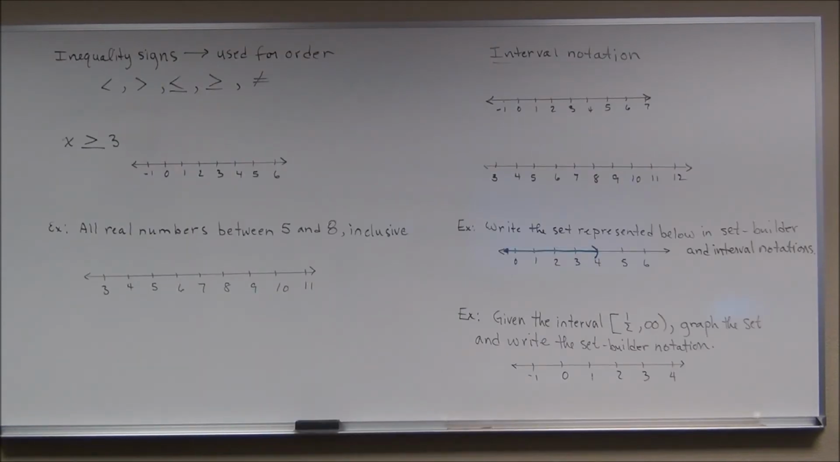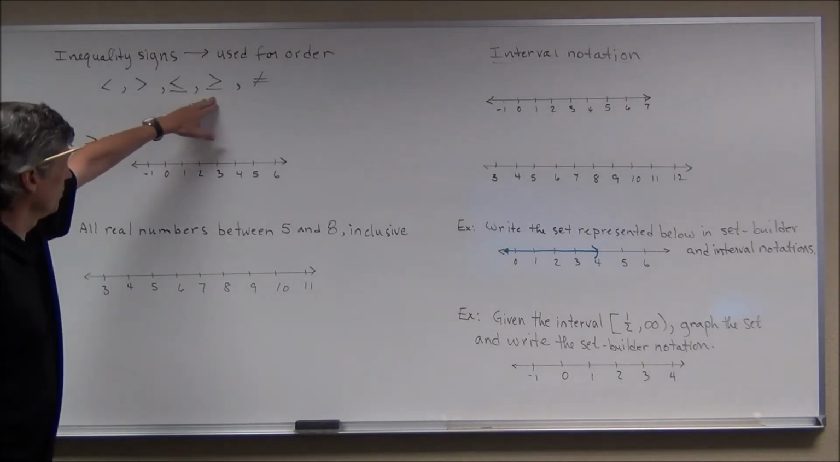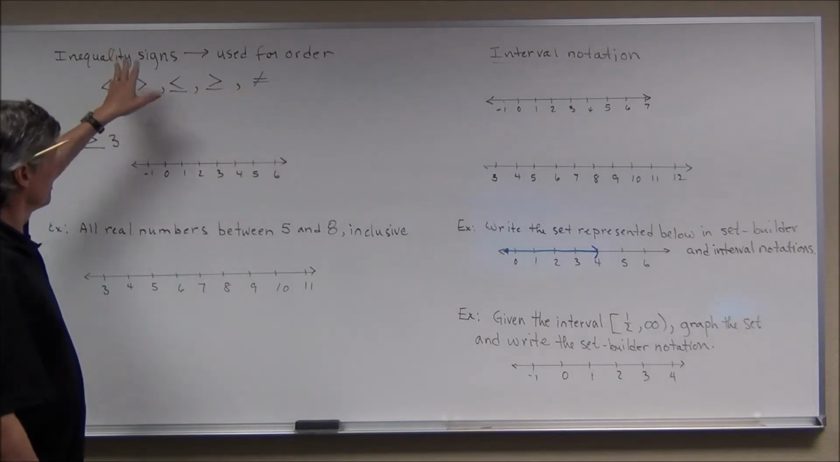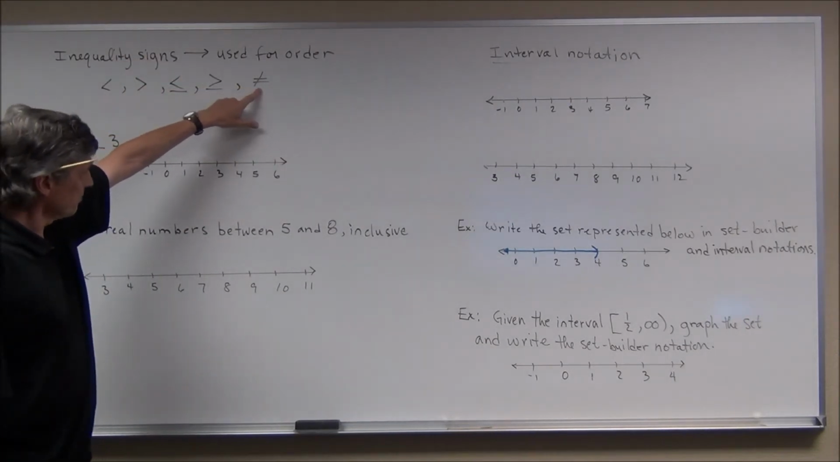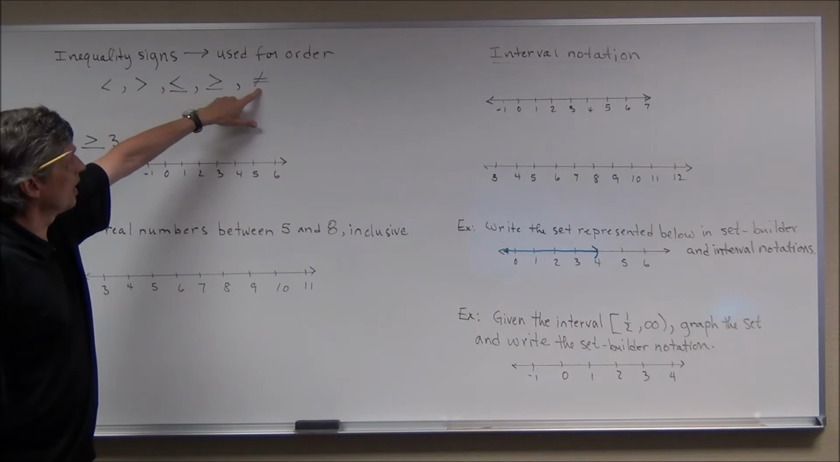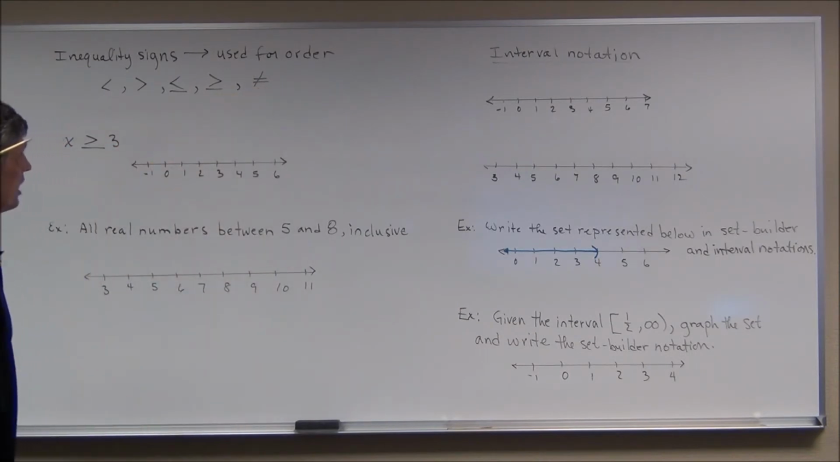Now, the inequality signs, which you should be familiar with, less than, greater than, less than or equal to, greater than or equal to, are used for order. You know, what is bigger than what? Now, the does not equal symbol, which is an equality sign with a slash through it, is technically an inequality sign, but for the most part, we'll use that for exceptions and restrictions rather than solutions to statements and such.